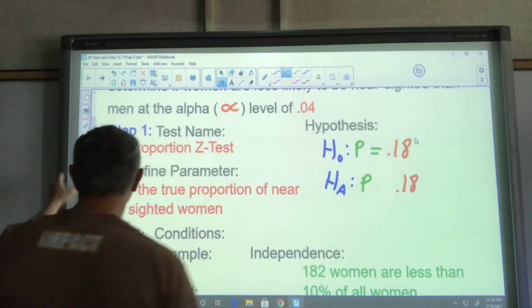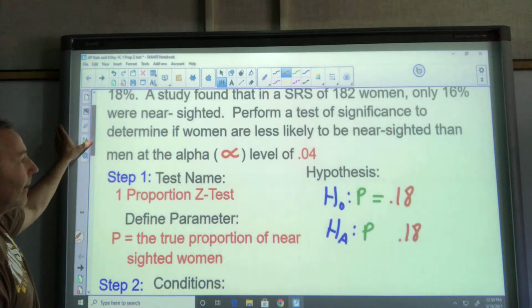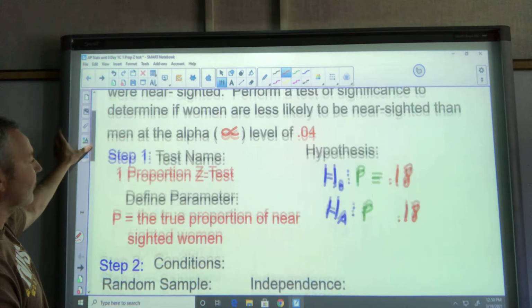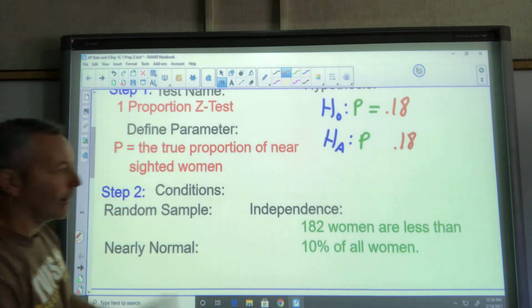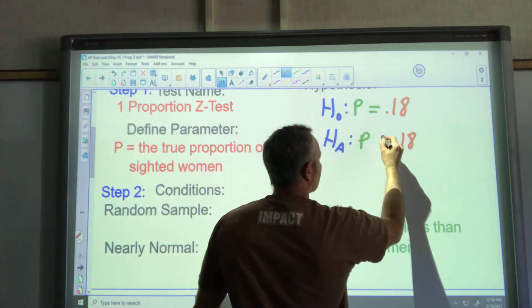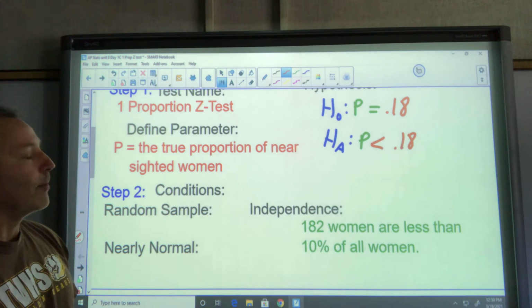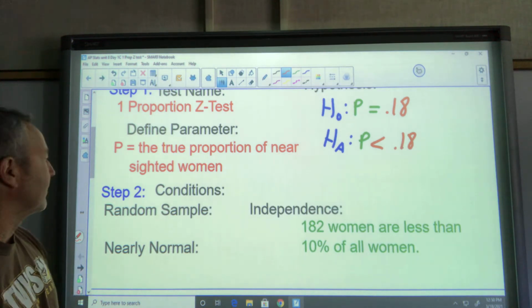We are thinking that it says, let's see, if women are less likely to be nearsighted. If women are less likely to be nearsighted, then they would have less of a percentage or probability of being nearsighted. The probability of a woman being nearsighted would be less than 18%.